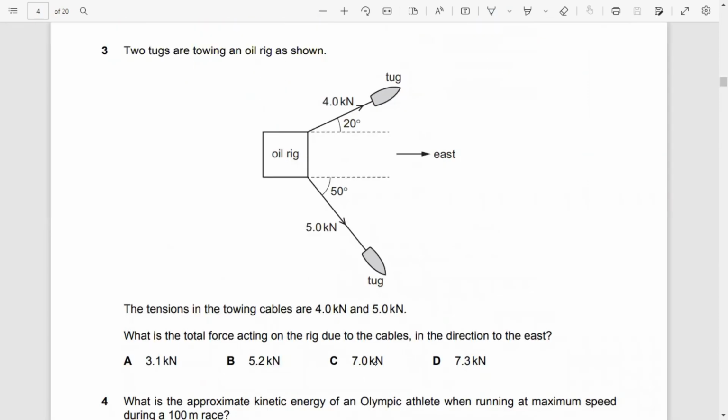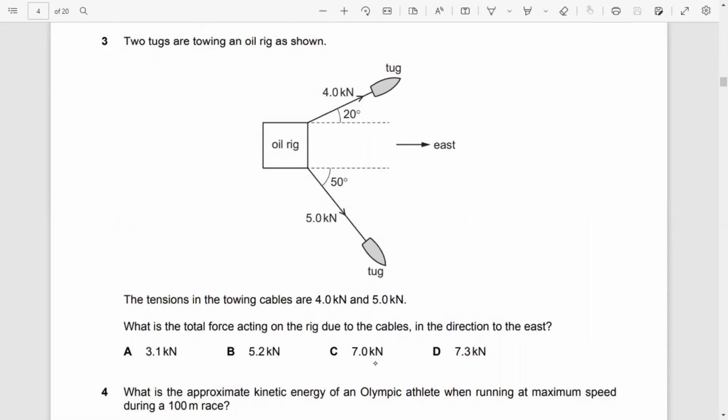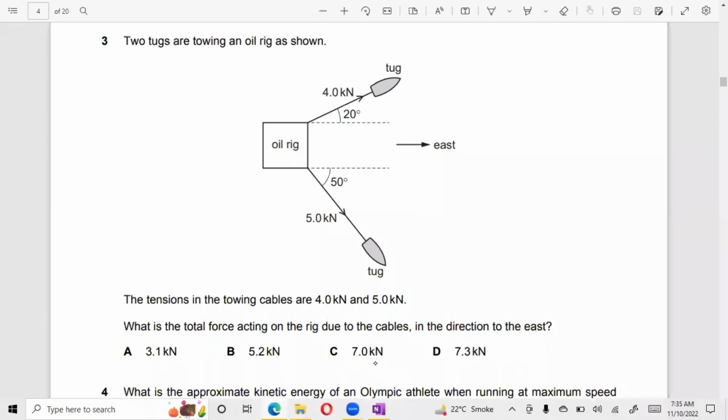So you have been given here two tugs which are towing an oil rig as shown. You have been given the tensions in the cables as 4 kilonewton and 5 kilonewton. What is the total force acting on the rig due to the cables in the direction to the east? You have to find the total force acting on the rig due to the cables in the direction which is east. C is the answer, yes. You'll just find the components which are horizontal and you'll add them.